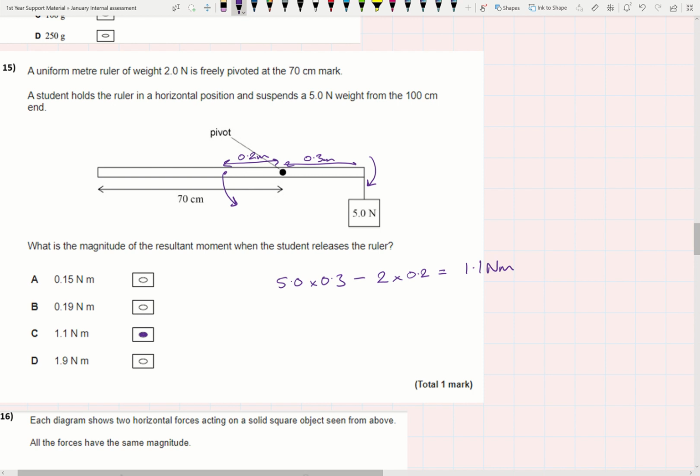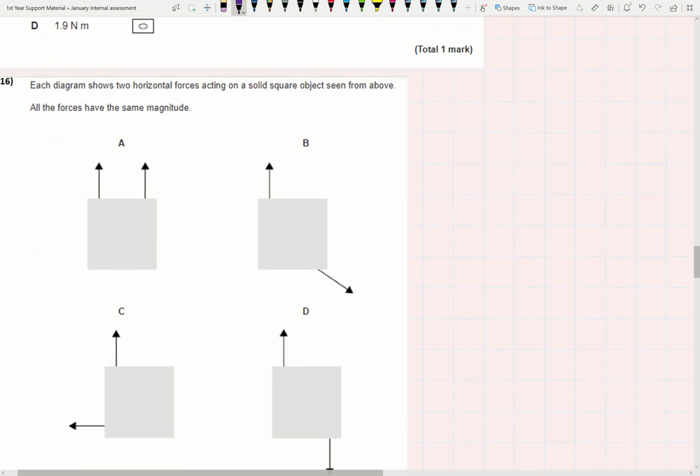That's the difference between those two. I don't know, it's positive, so it looks like it's going to be in the clockwise direction, but it doesn't ask me about that direction, only about the magnitude.